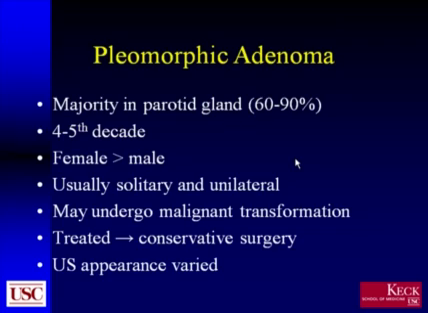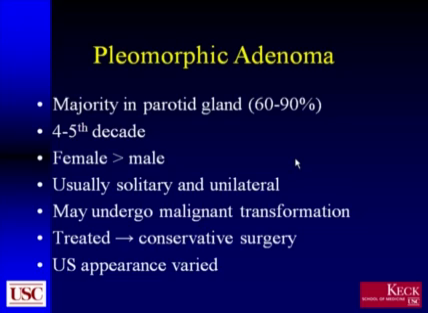Pleomorphic adenomas typically occur in the parotid gland. There is a female to male predominance, and typically it occurs in the 4th to 5th decade of life. Usually they're solitary and unilateral, but they may undergo malignant transformation. Typically these are treated with conservative surgery, such that the lobe or a part of the gland itself may be removed rather than radical surgery that would be performed for truly malignant lesions.